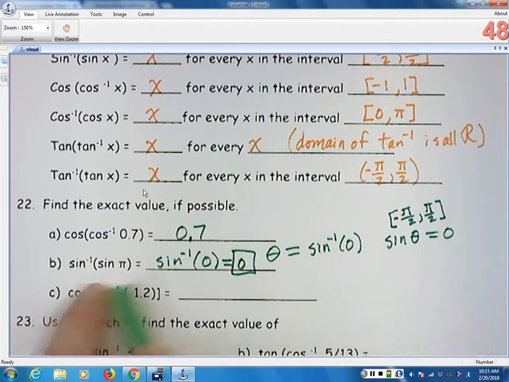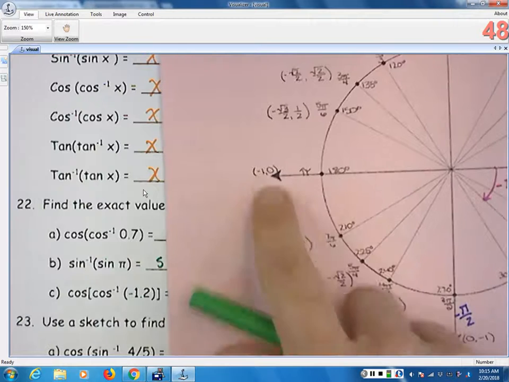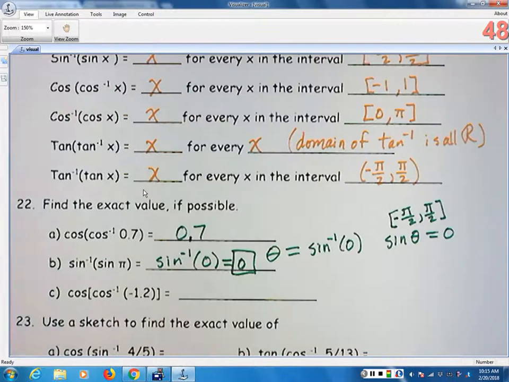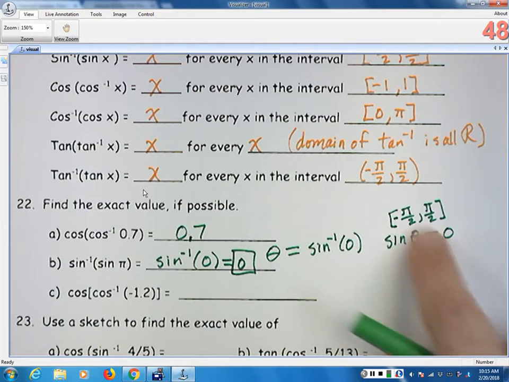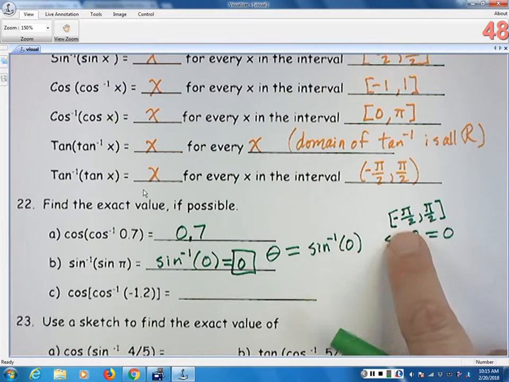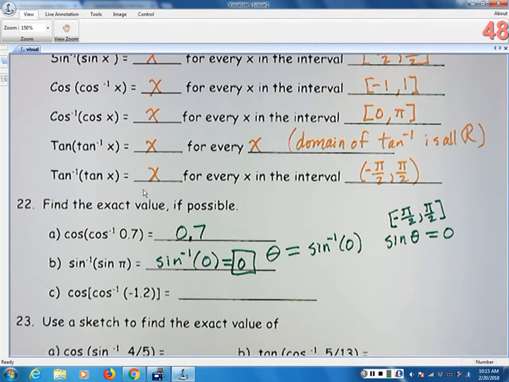We're going to evaluate it. Sine of pi is the y coordinate over here, is 0. Now we're going to find the inverse sine of 0. That'd be here. That's 0. It's a little tricky. Okay, let's try the next one.